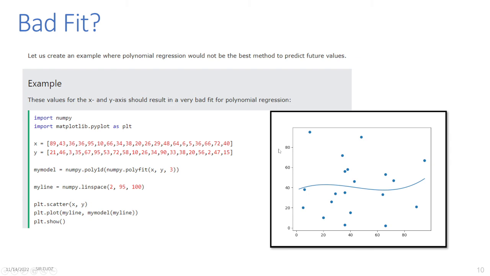Okay, so how will we know if it is a bad fit? Let's create an example where polynomial regression would not be the best method to predict future values. Here we have values of x and y axis that should result in a very bad fit for polynomial regression. So we have x and y. We try this: my model, numpy.linspace(2, 95), plt.scatter, plt.plot(myline, mymodel(myline)), you notice the line here, and plt.show. You notice how far the dots, or the data, are from our line.